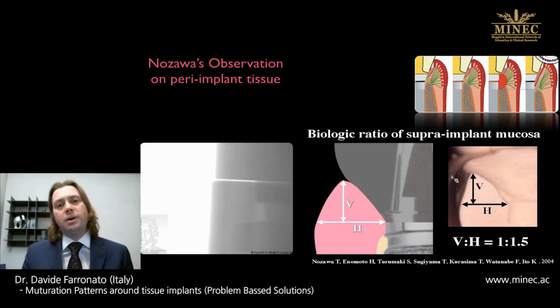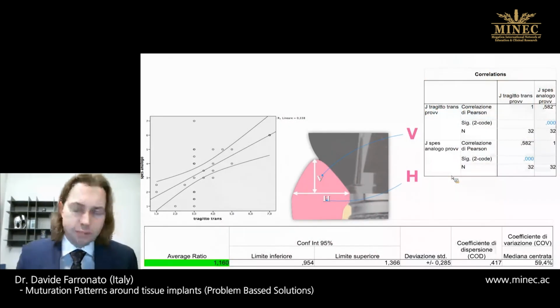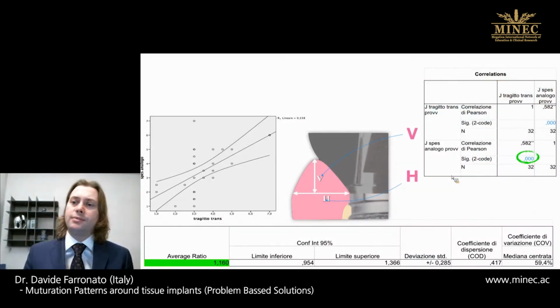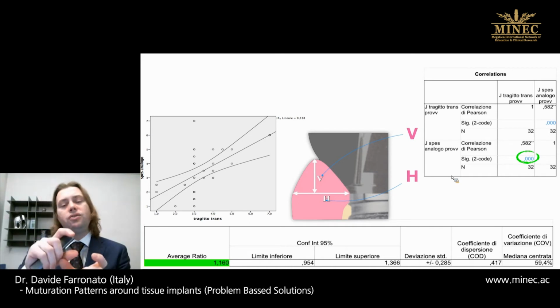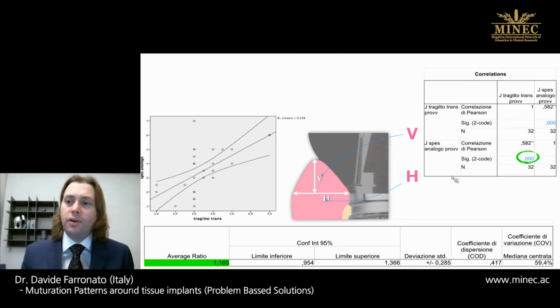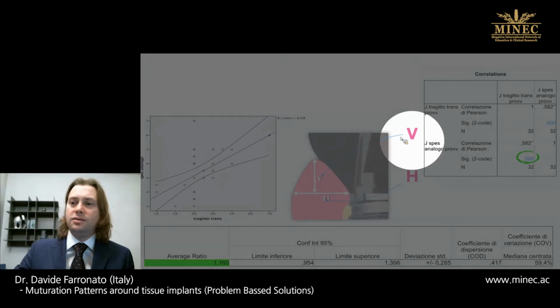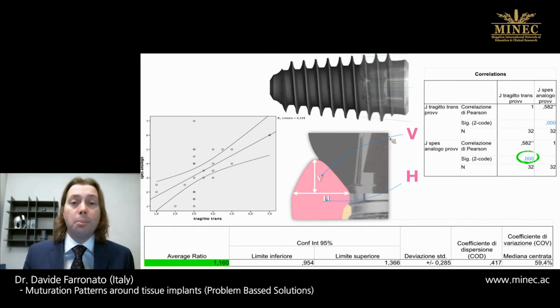It was supposed by some authors that the connection itself could be a problem, but it was not yet demonstrated. So let's have a look at these numbers. We changed the connection, the one used by Nozawa, and on 32 cases we could get a completely different ratio. Our tissue at the same thickness was higher. So the amount of height, this V that you see here, was higher in our system, probably due to a better connection.